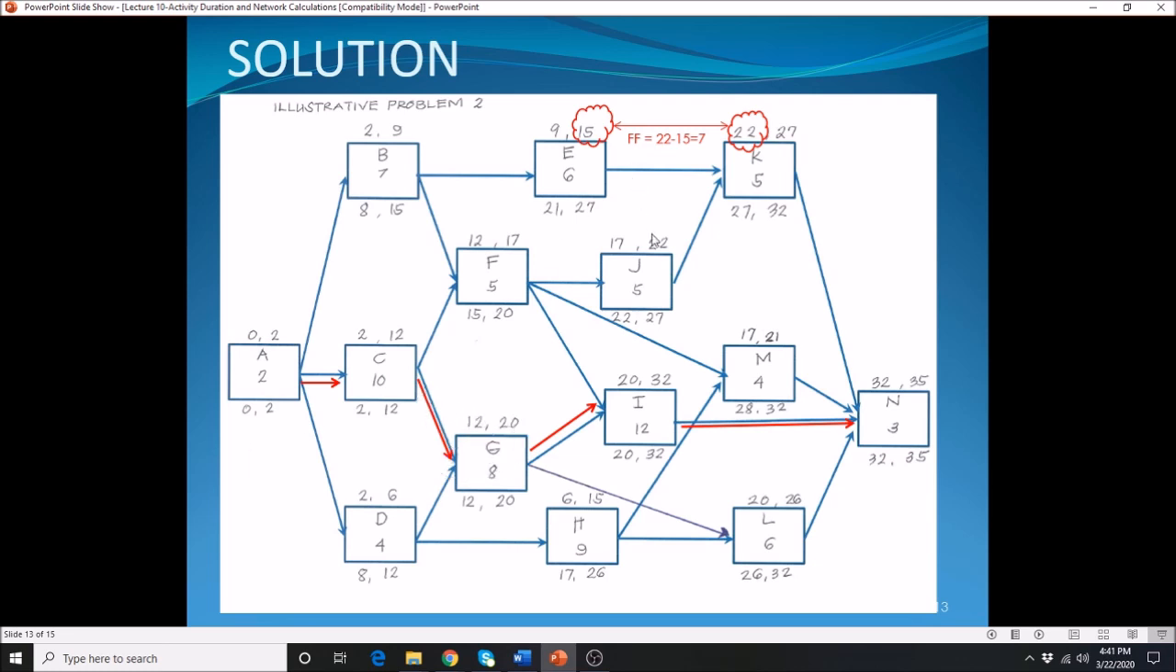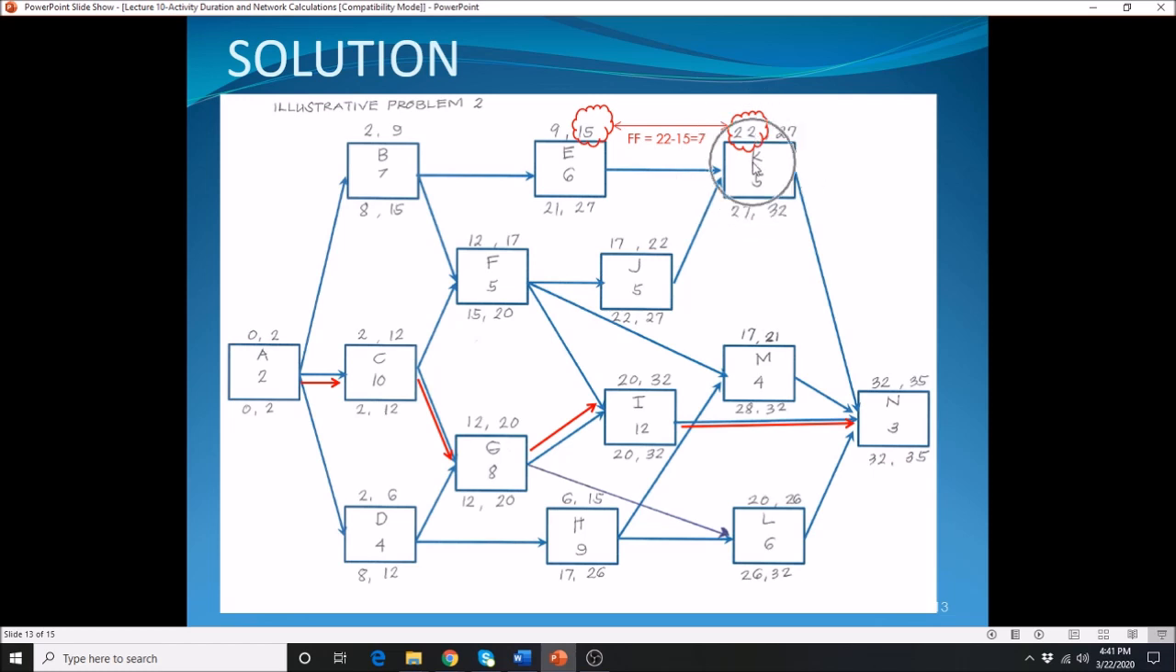Let's go now to activity J. J is only coming from F, so we carry over the 17 here. Activity I is coming from F and G, so choose the maximum between the two. We have 17 and 20, so we carry over the 20. Then 20 plus 12 gives you 32. For H, that is only coming from D, so you have your 6 and that's your 6.